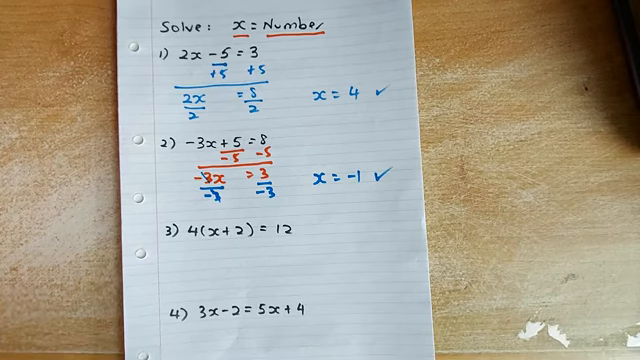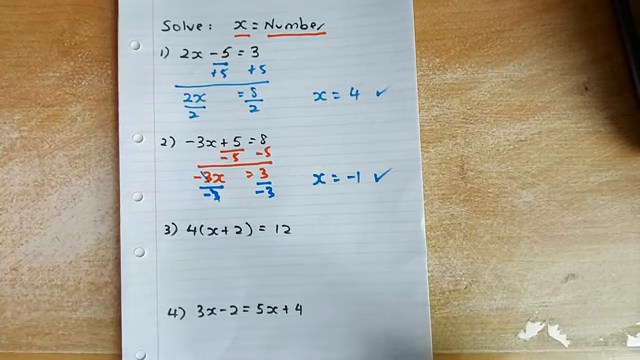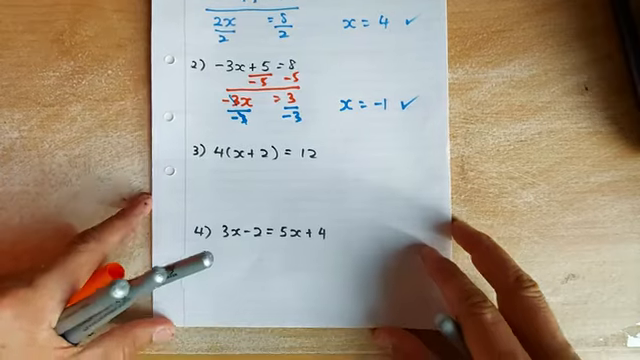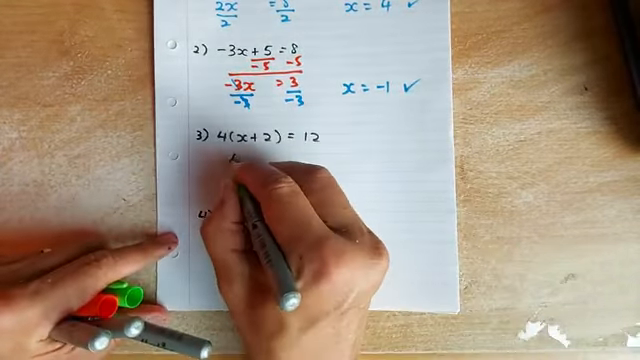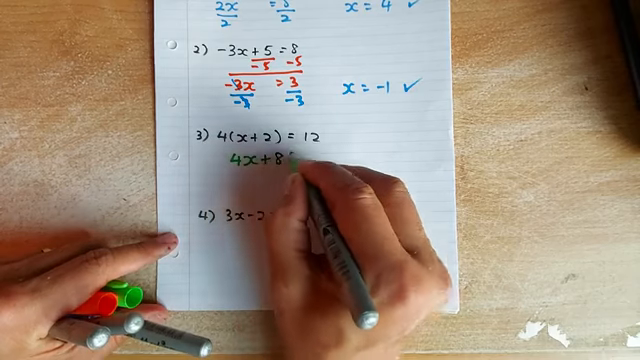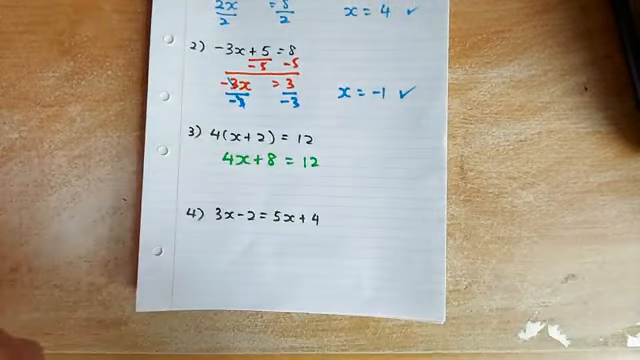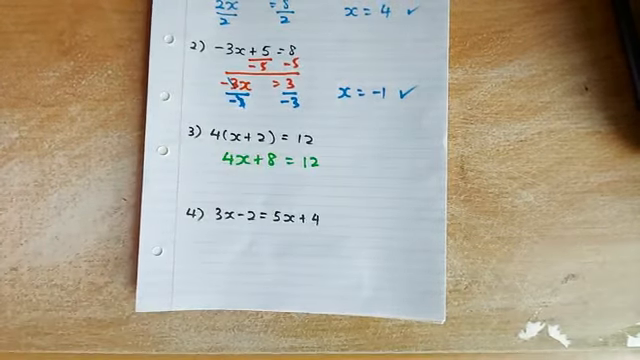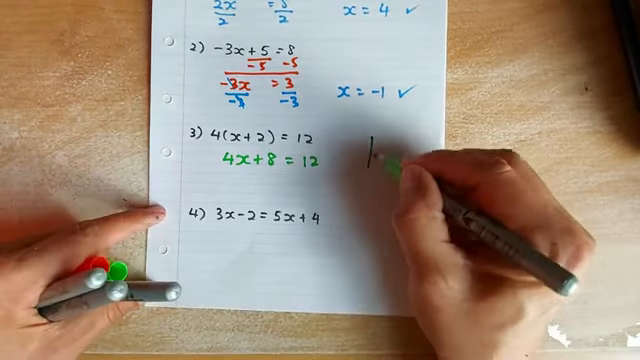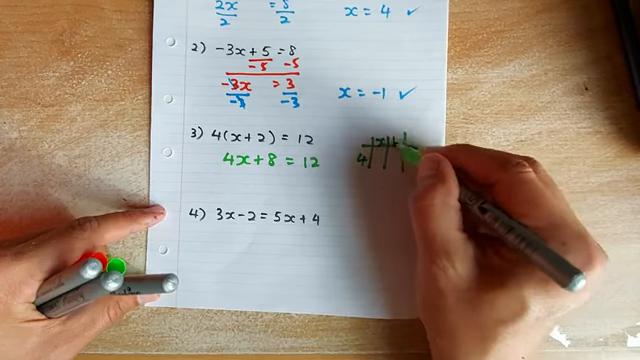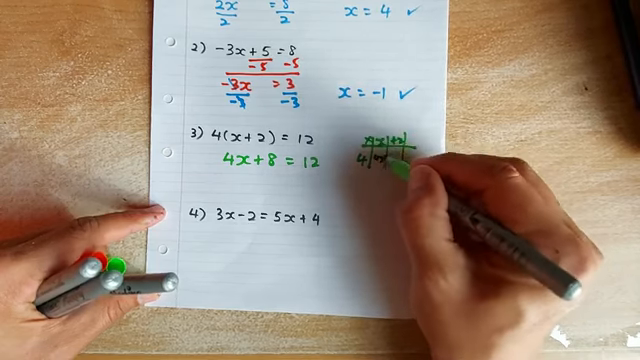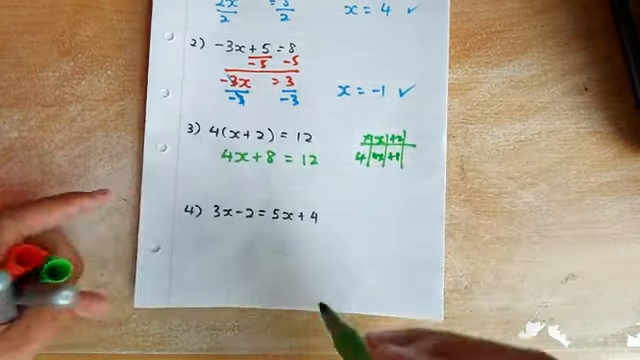Okay, question 3, there are a few ways to do it. I would personally like to expand the bracket. When you expand, it's going to be 4x plus 8 equals 12. Let me show you the expanding. It's 4 times x plus 2. When you multiply, that becomes 4x plus 8. So that's how we get 4x plus 8.